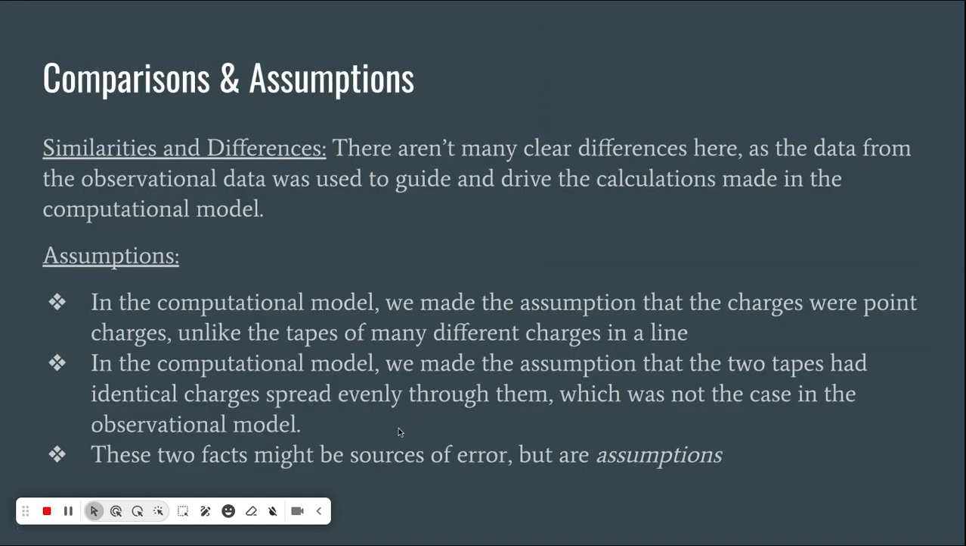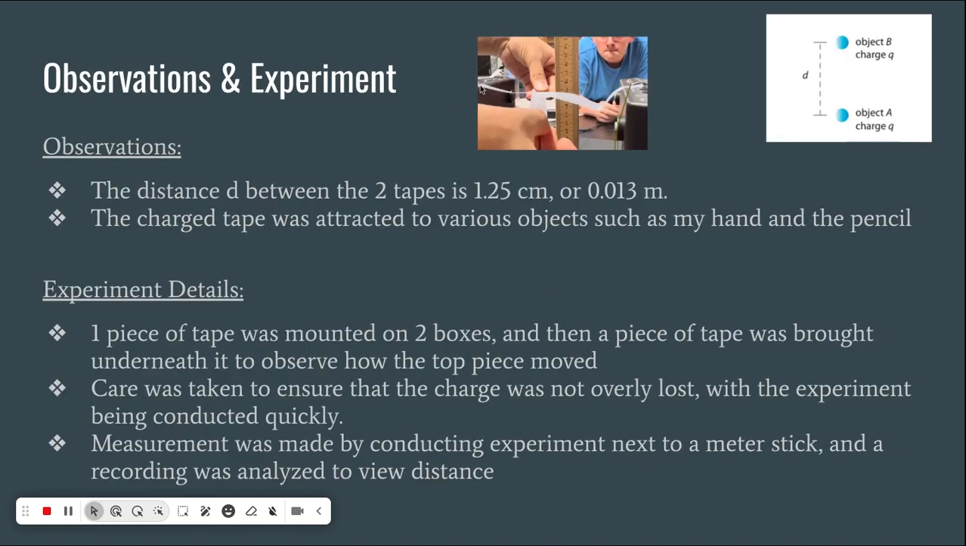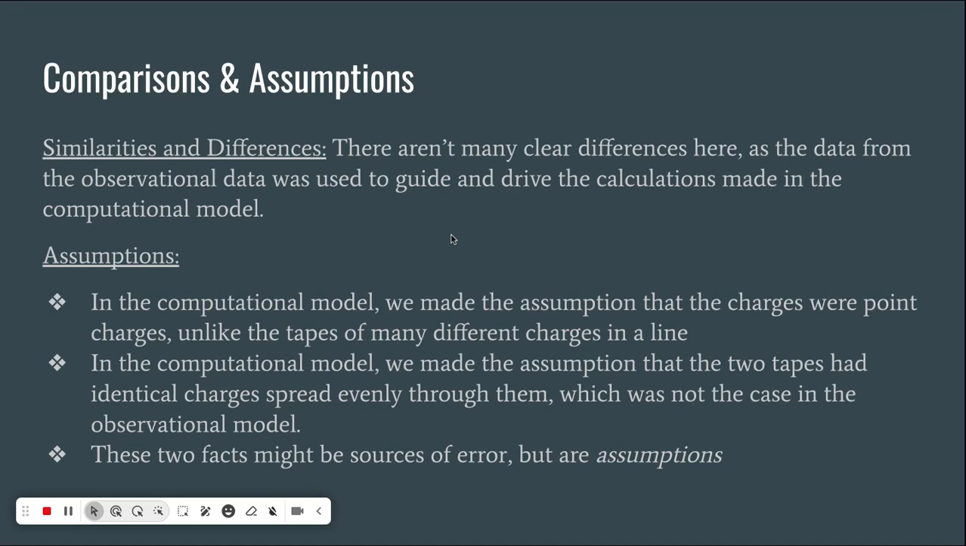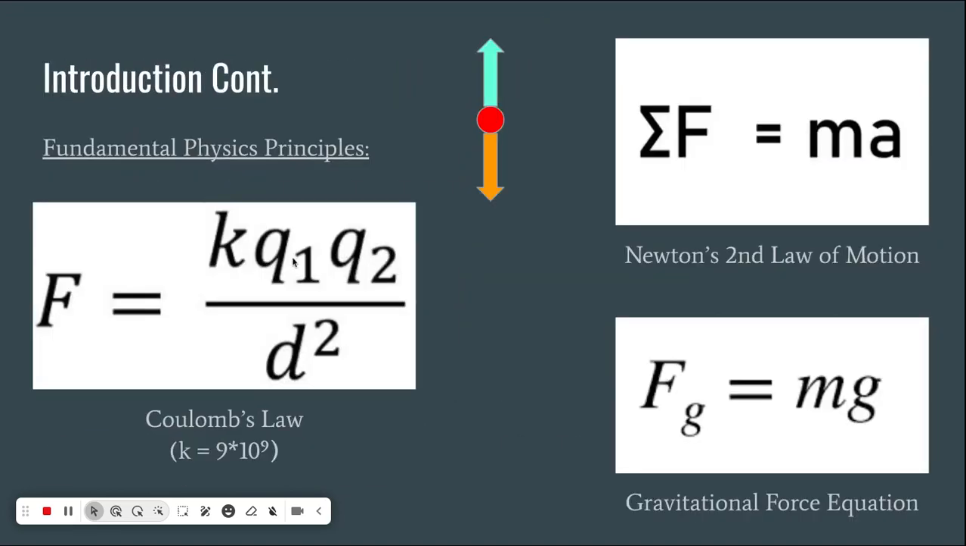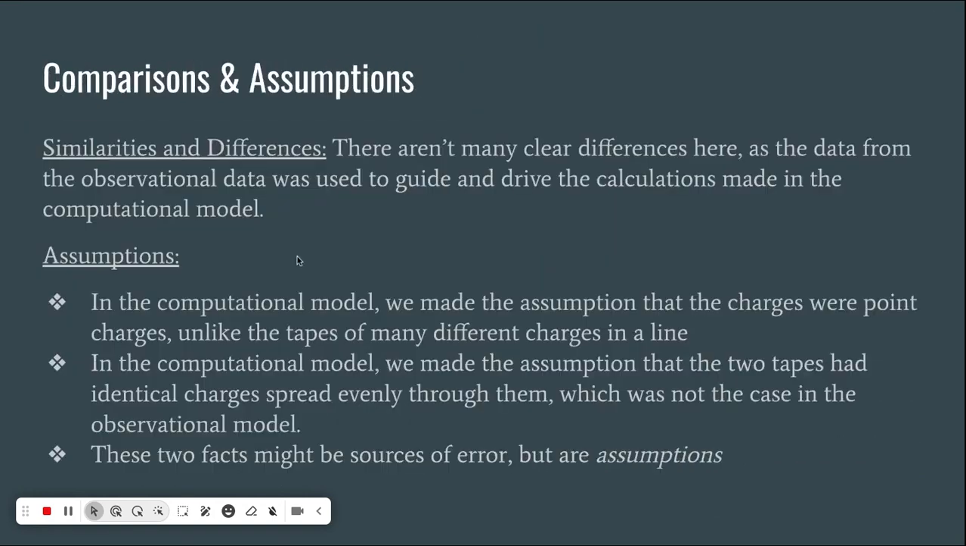And we also assumed that the tapes were identically charged and evenly charged, which means that we don't know if this part of the tape is charged the same as this. We don't know that it's uniform, but we're assuming that it is. And we also don't know if both tapes have the same charge, but we are also assuming that it is, because otherwise this Q and this Q would be different.